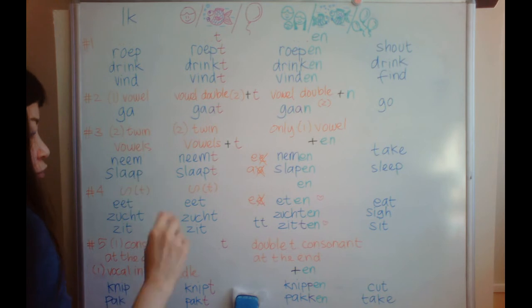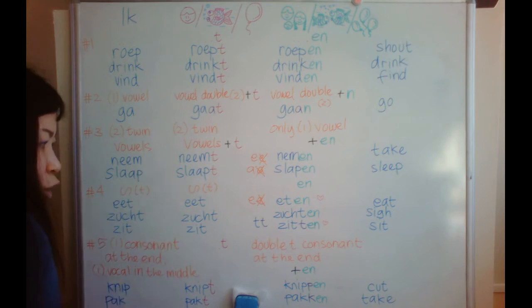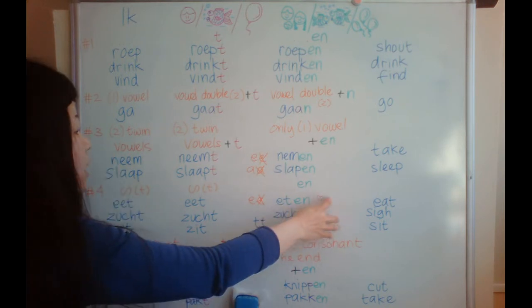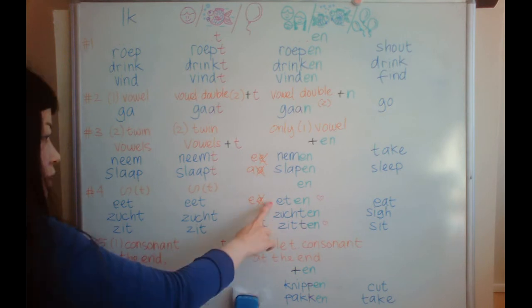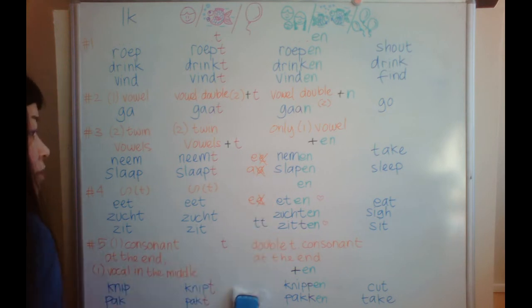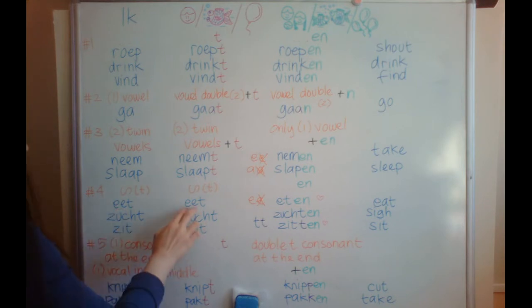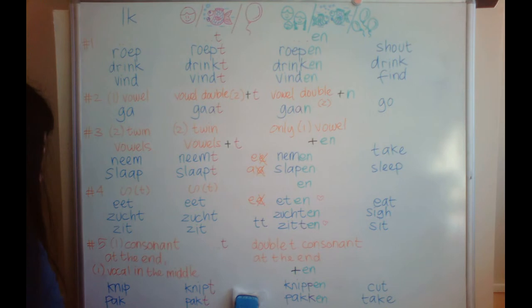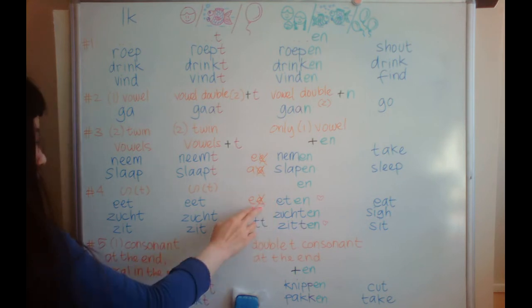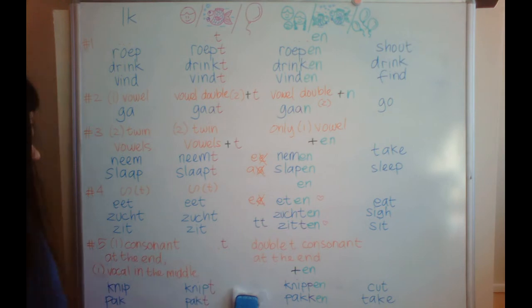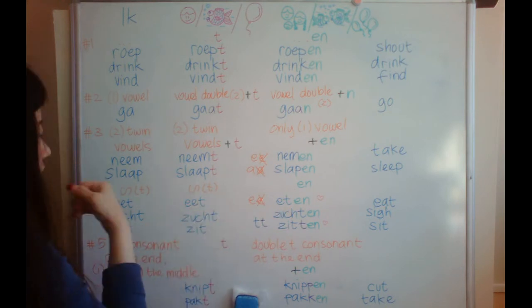But for two words, there are extra rules. That's why I put heart here, because in this word, they have another rule, which is it has two vowels here, two twin vowels. These two twin vowels have to be one. Here has one, and then you put AN. Eight, eight, eighten.